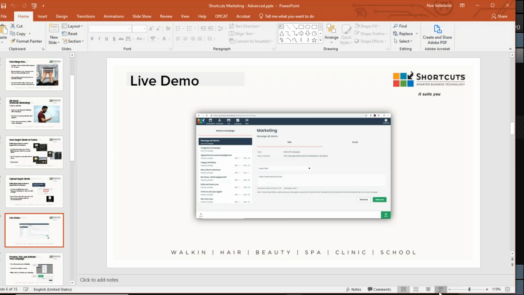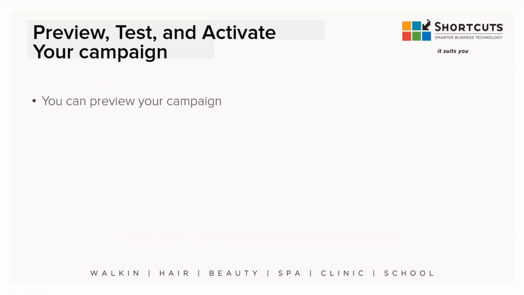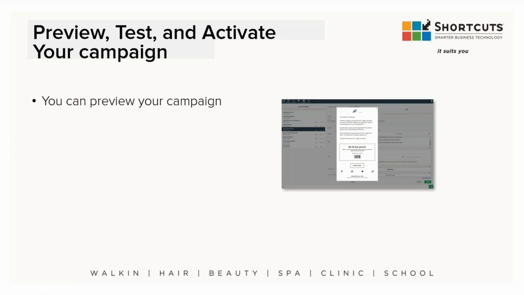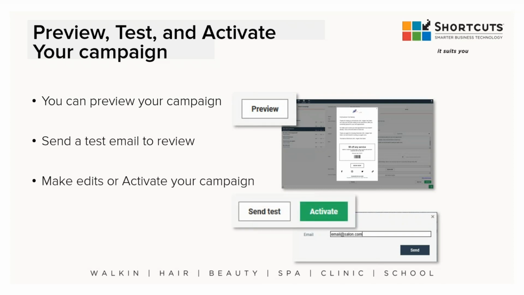We're going back to the presentation. So what are a few other things that you can do in Shortcuts Marketing? So we talked about previewing it. We talked about sending a test message. You can also send a test text message to yourself if you just want to see how it looks on your phone. You can make edits as you need to, and if you're happy with it, you can activate it.